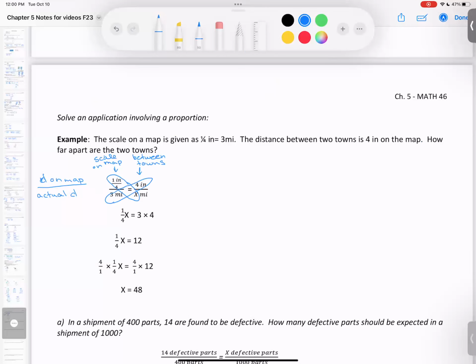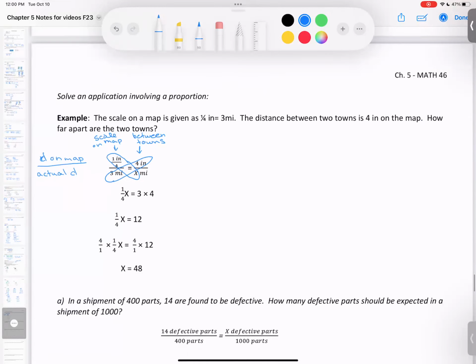We get 1/4 times x equals 3 times 4. We can do that multiplication and we'll get 1/4 x equals 12. Now we've got 1/4 x, and we want to eliminate that fraction. Remember, to eliminate that fraction, we multiply by its reciprocal. So here we're going to multiply both sides by 4/1, that way we can get just a plain x. So x equals 12 times 4/1, which is 48.